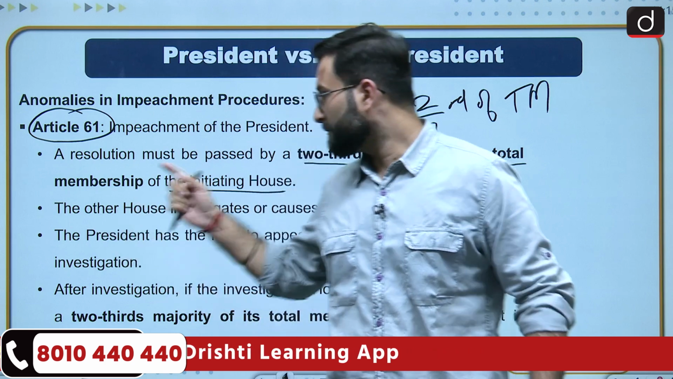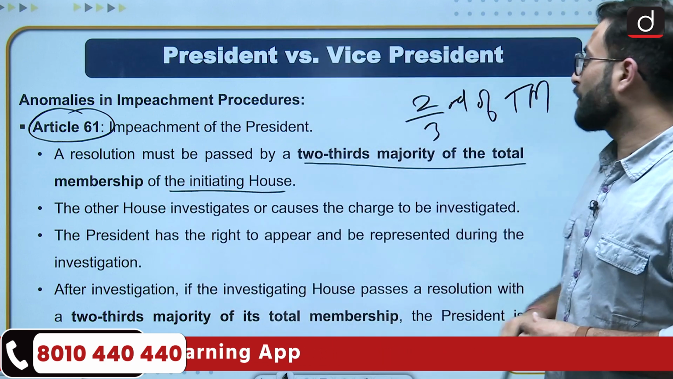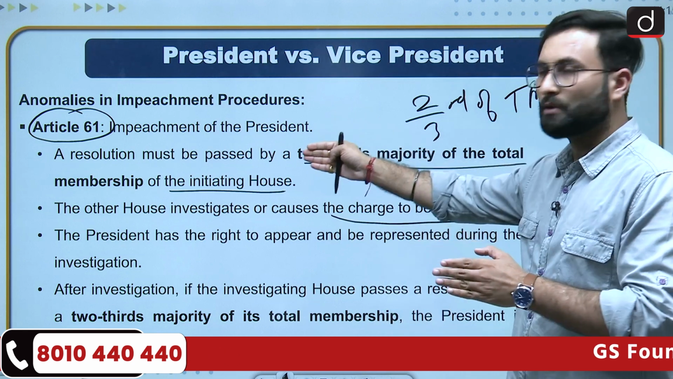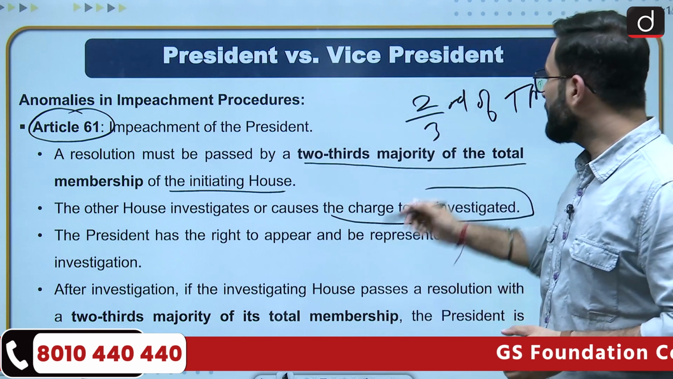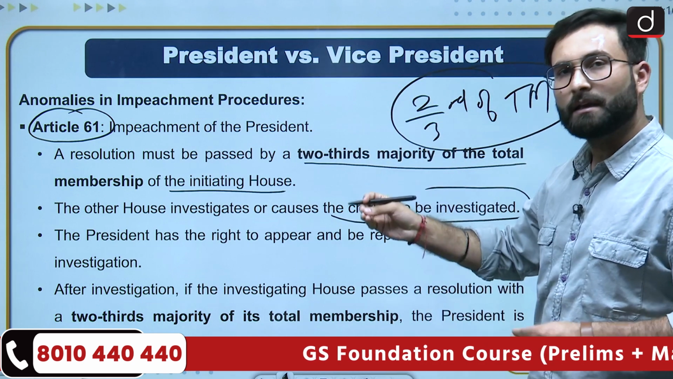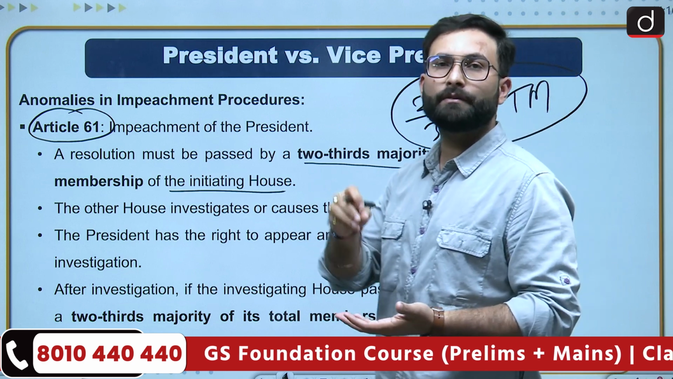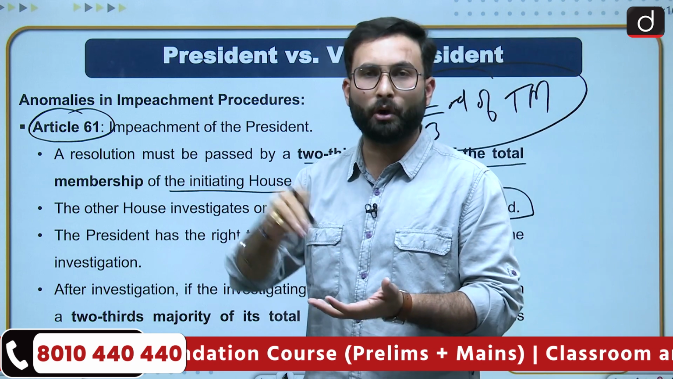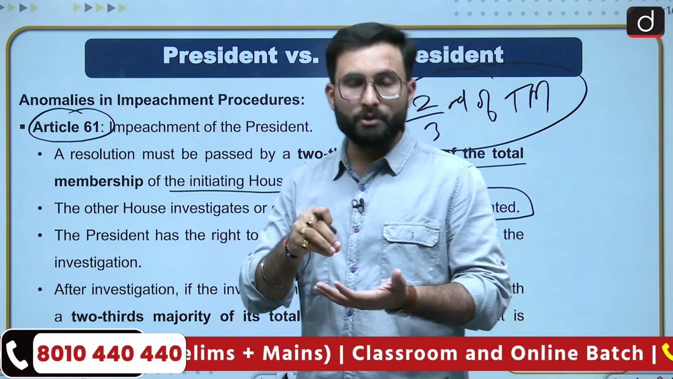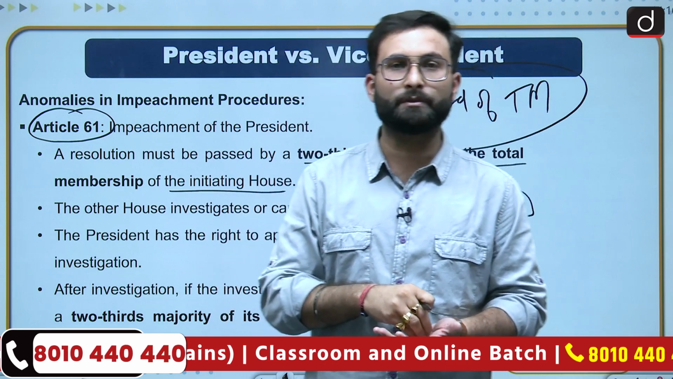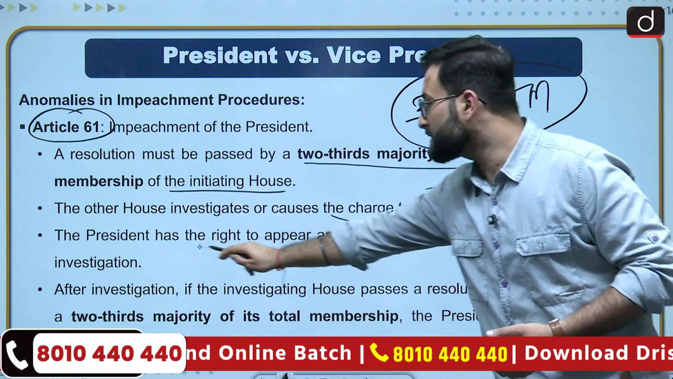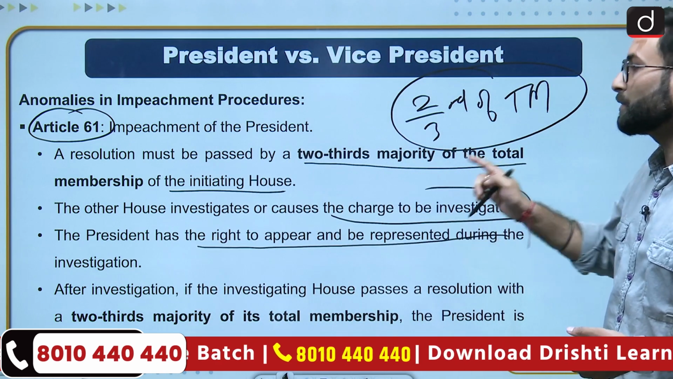Now let's see. The other house investigates the charges, or causes them to be investigated. The initiation of the process has happened inside one house. In that house, they have passed the resolution with 2/3 of the total membership, and then it will go to the next house, where they will go for the investigation, or they can cause it to be investigated by someone. During the investigation a chance will be given to the president to put forward his case. So the president has the right to appear and to be represented during the investigation.